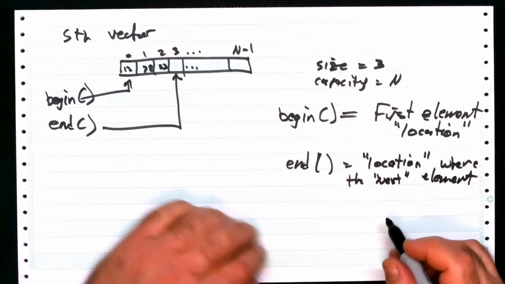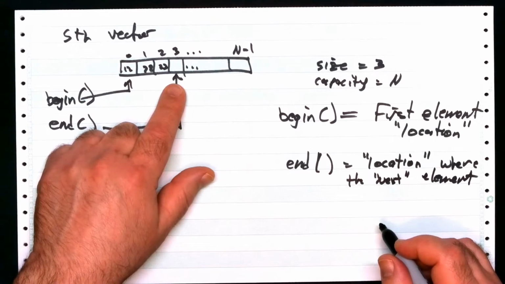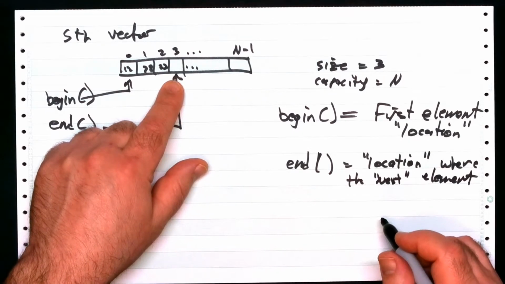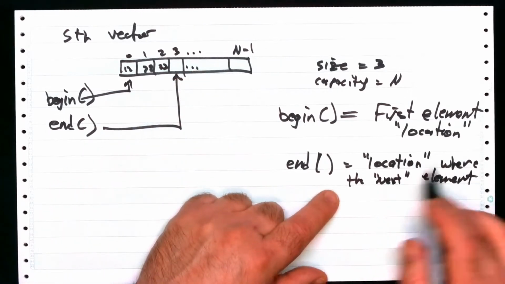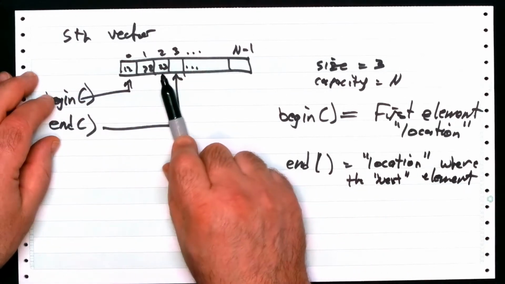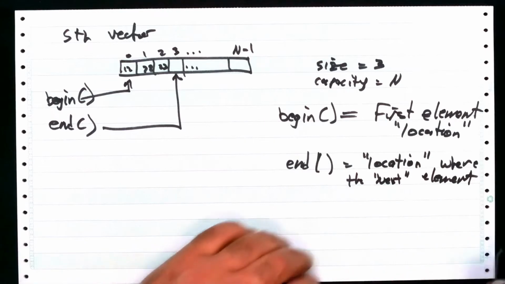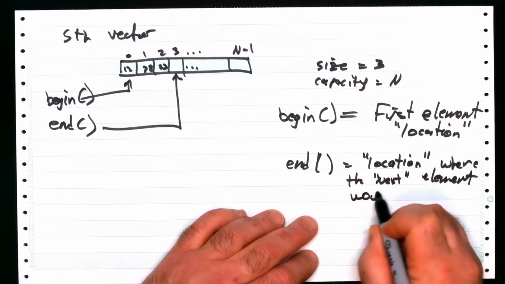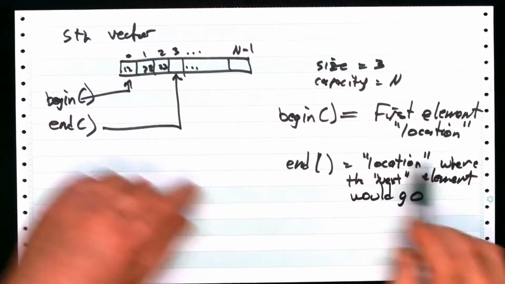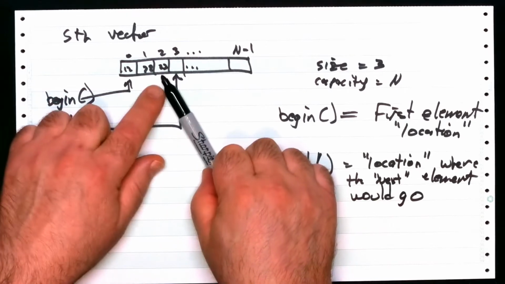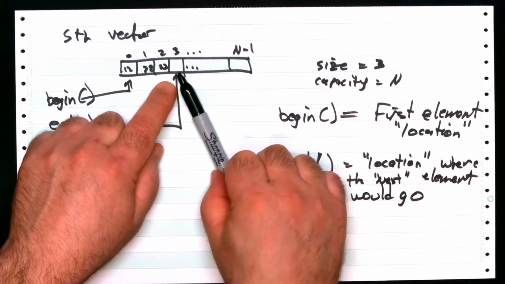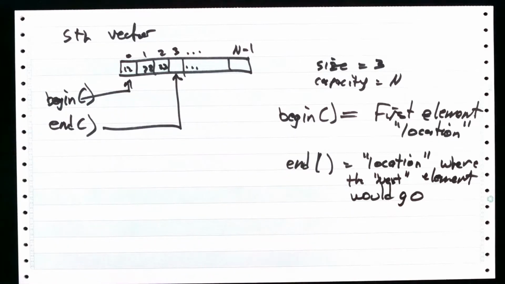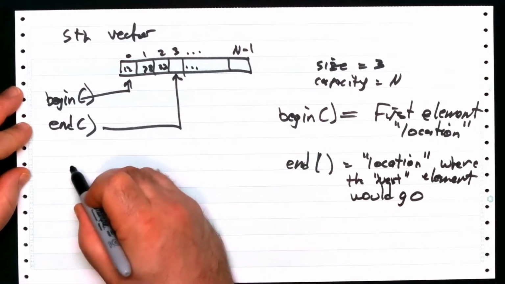If you did another push_back at this point, what would happen? It would push it into this location and it would move end over to there. So it's the location of the last thing in the vector plus 1. Okay? This off by 1 concept here is called an open-ended range.